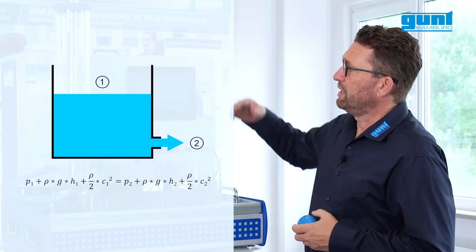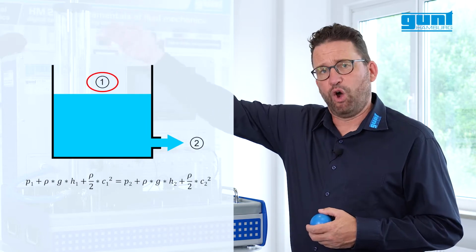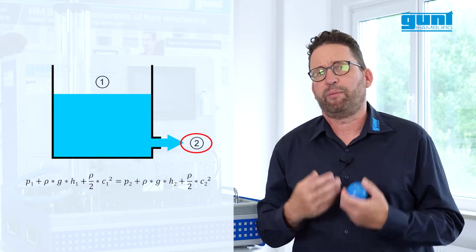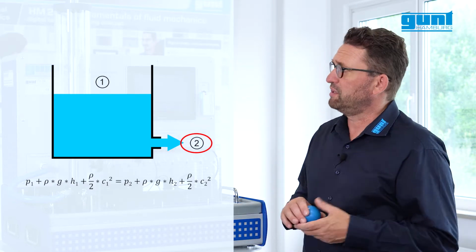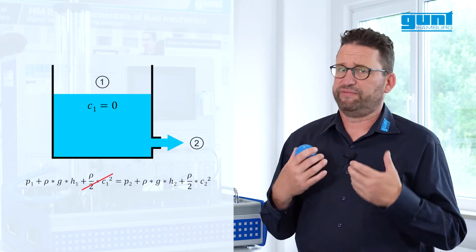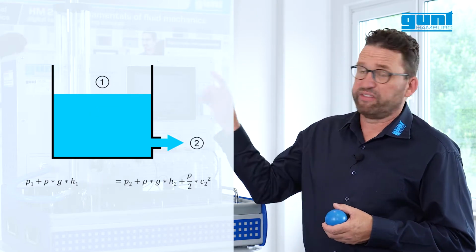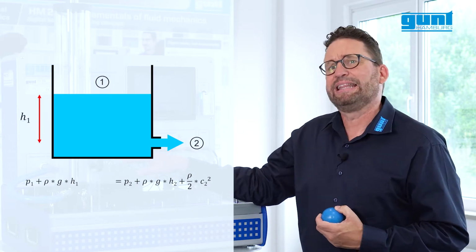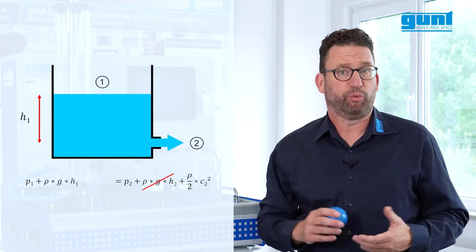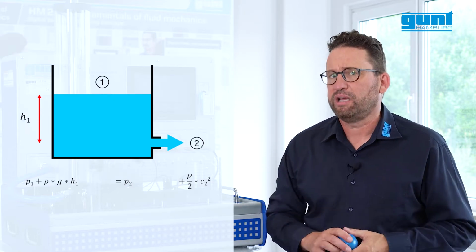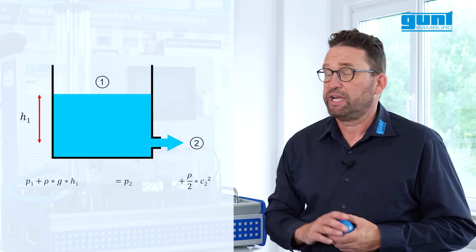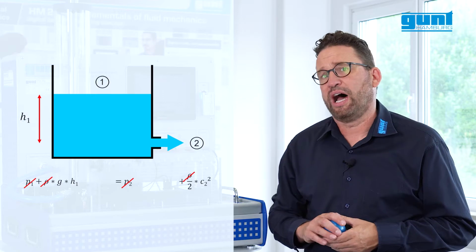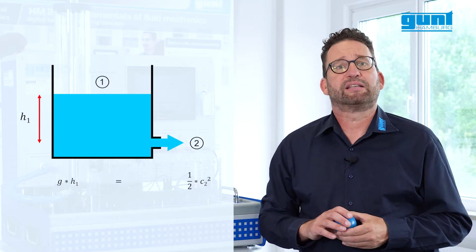When comparing location 1 on top of the open tank and 2 right at the outlet of the nozzle, we can make a couple of assumptions. Firstly, the velocity on the surface is virtually zero, so we can get rid of this factor here. Secondly, we use our nozzle as the reference point, and therefore this factor here also becomes zero. And thirdly, the static pressure and density in either location are the same, so those factors on either side of the Bernoulli equation cancel out.